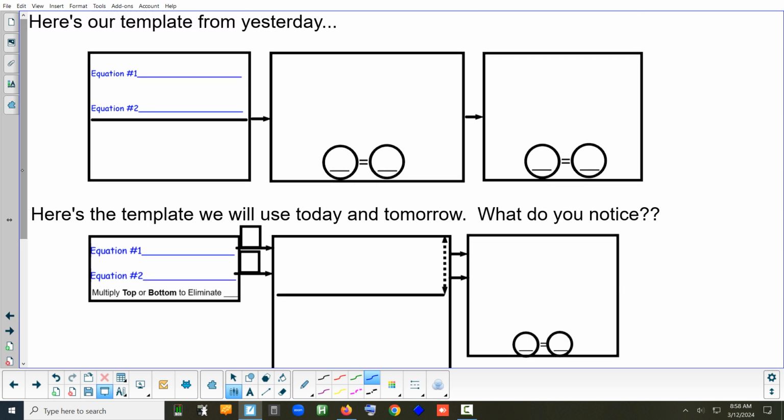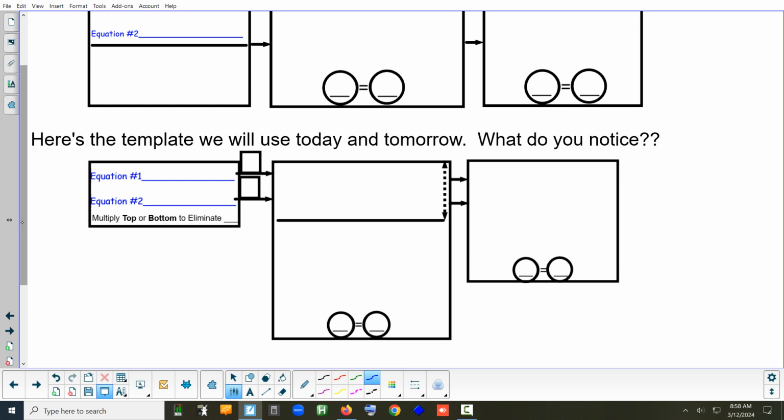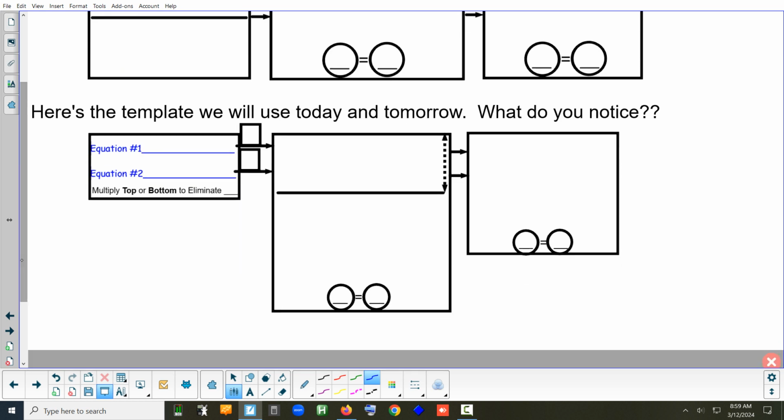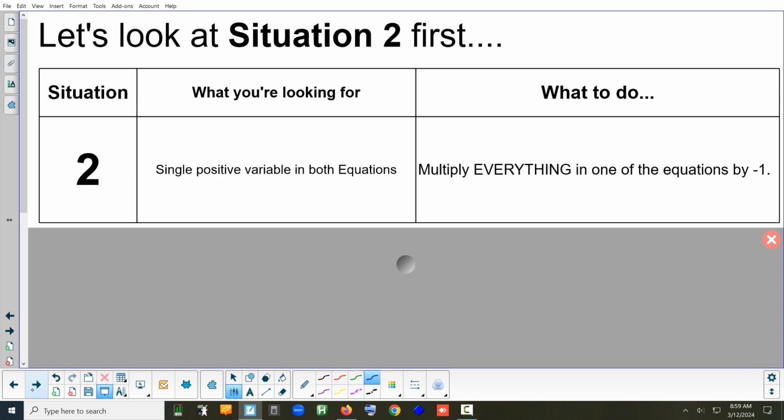And notice box 1 is a little bit smaller because we're going to pretty much do all of our work in box 2. All right? We're not going to do anything in box 1. The only thing we're going to write in box 1 is the 2 equations, and we have to make sure that before we put them in this box, they're lined up. Okay. All right, so the bottom one, that's the template we're going to be using today. All right, so let's look at situation 2.